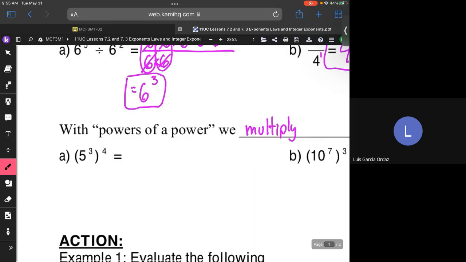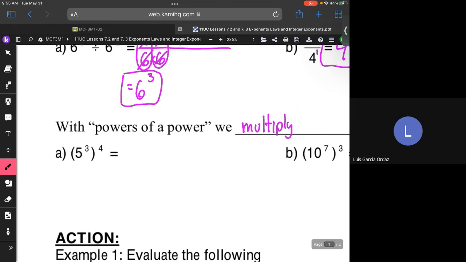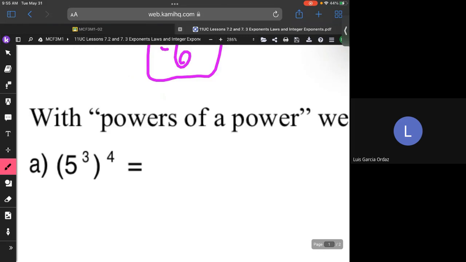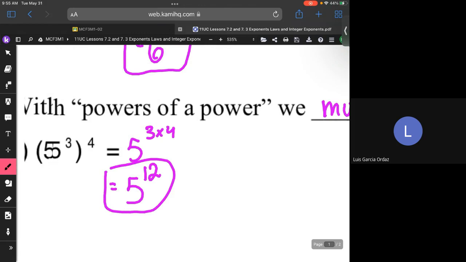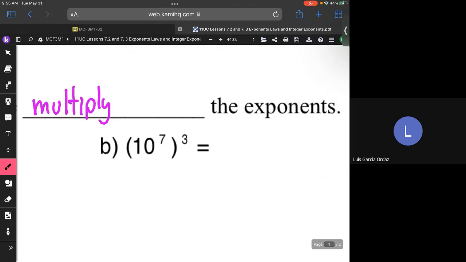So what would the first one be? 5 to the power of 3 to the power of 4. 5 to the 12. And then the next one is 10 to the 7 to the power of 3. What would that be?